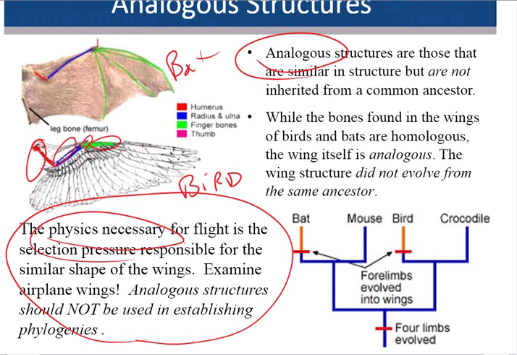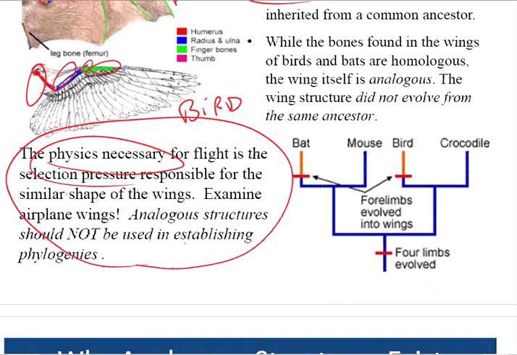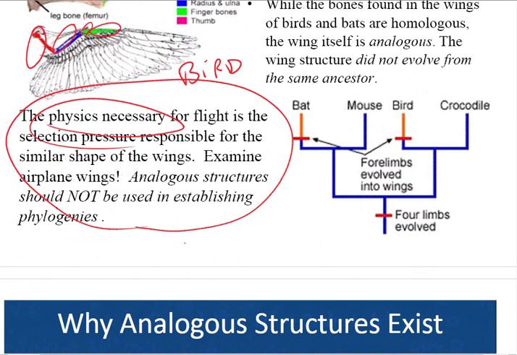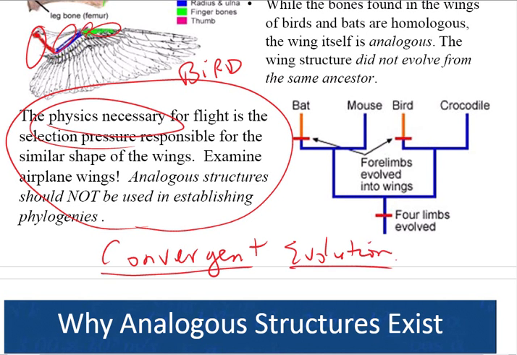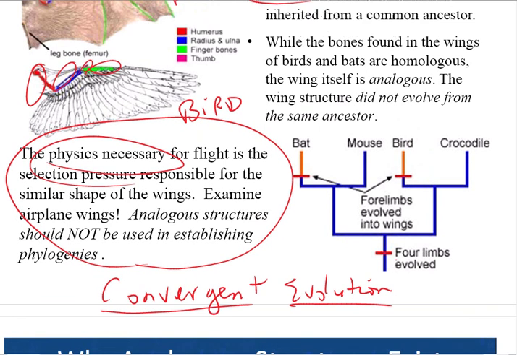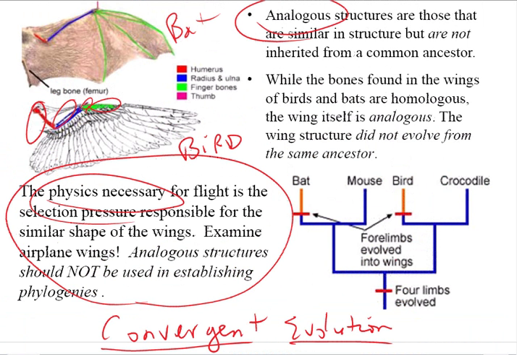So we have a term for that. Structures that evolve not in homologous terms, but in analogous ways due to similar selection pressures. We call that process, and you should write this down, convergent evolution. Convergent evolution. They converged on a similar idea, you might say, a similar adaptation, because of similar selection pressures, not because the structure was inherited from an ancestor. Now, don't get me wrong, birds and bats certainly have an ancestor in common, but the ancestor that they have in common did not have wings.